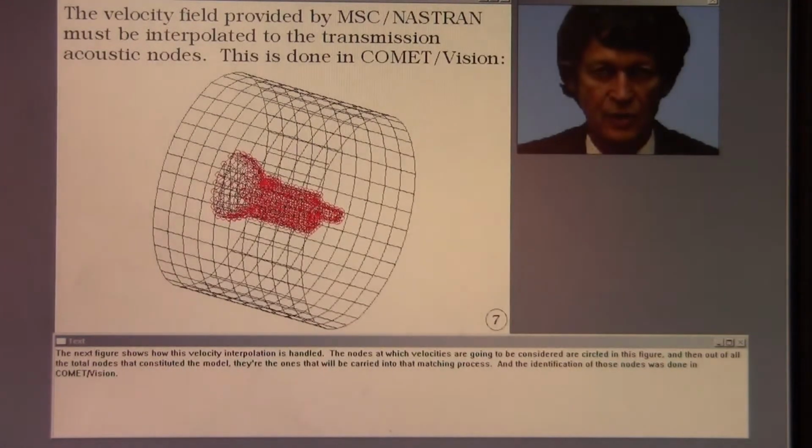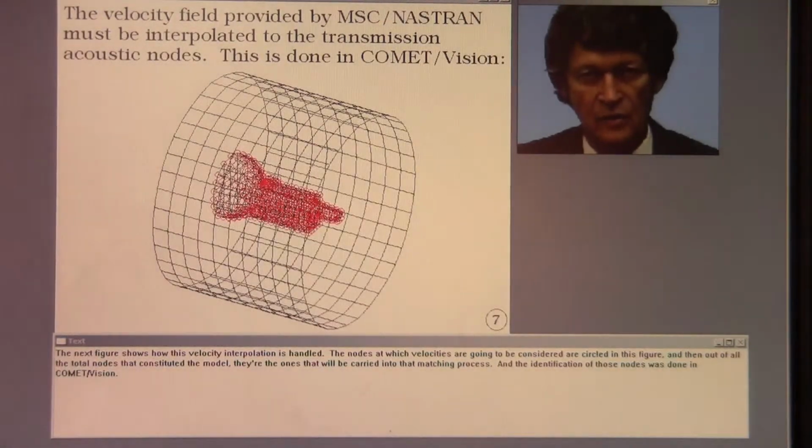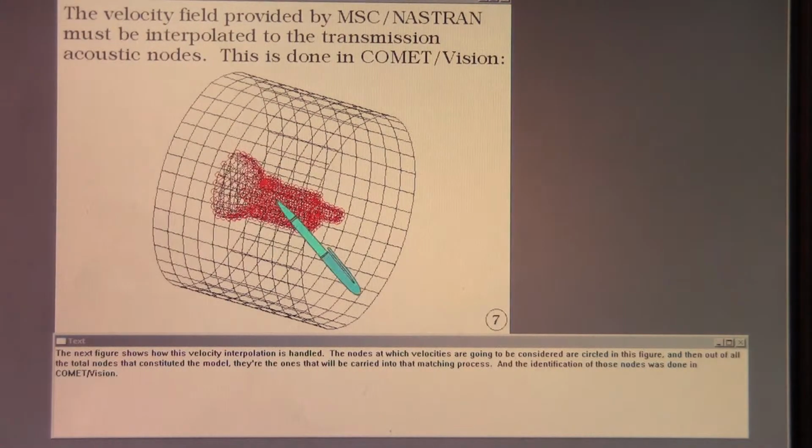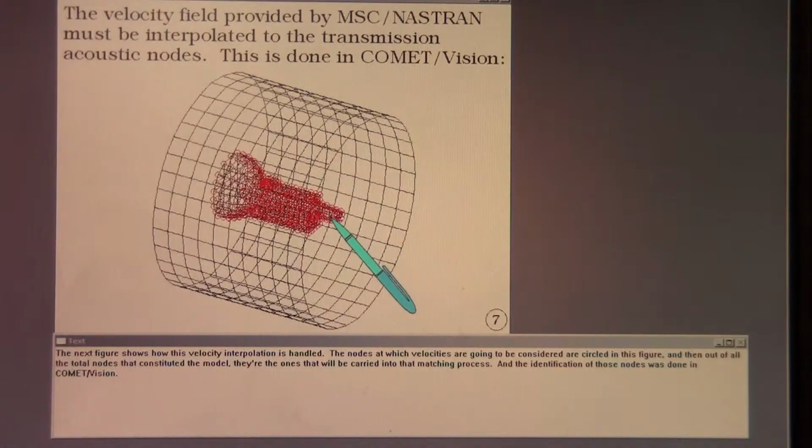The next figure shows how this velocity interpolation is handled. The nodes at which velocities are going to be considered are circled in this figure, and then out of all the total nodes that constituted the model, they're the ones that will be carried into that matching process. And the identification of those nodes here was done in Comet Vision.